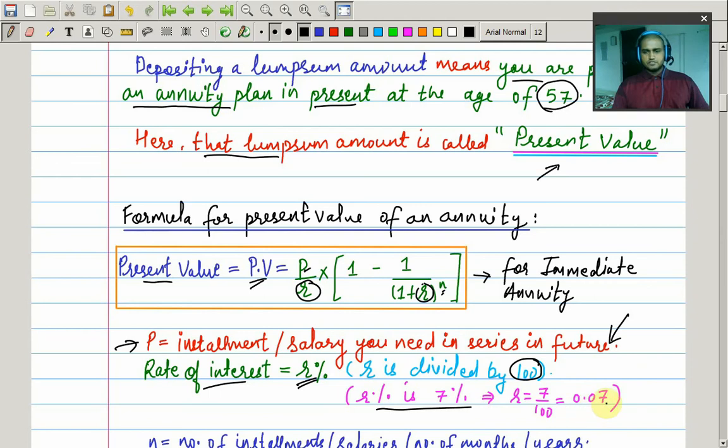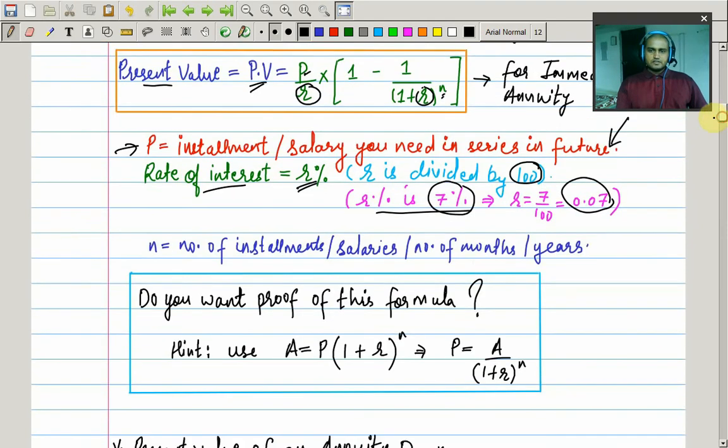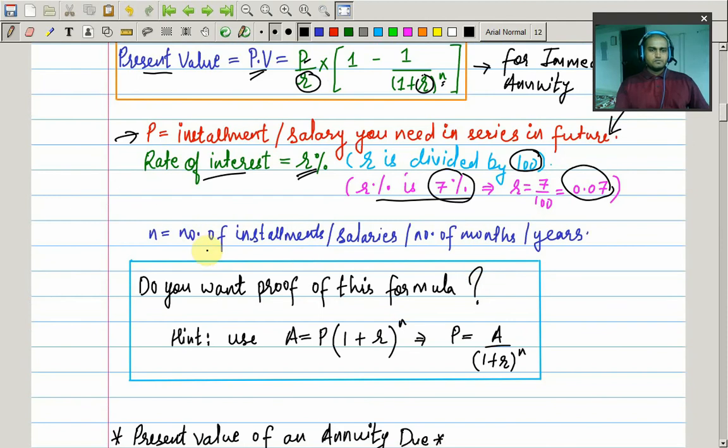So this is an illustration. My R is 0.07 if it is 7% in the question. So do not write R is equal to 7. R is 0.07 after division by 100. What is N? N is the number of installments or the salaries, number of months or number of years. So more precisely, it is the number of installments.